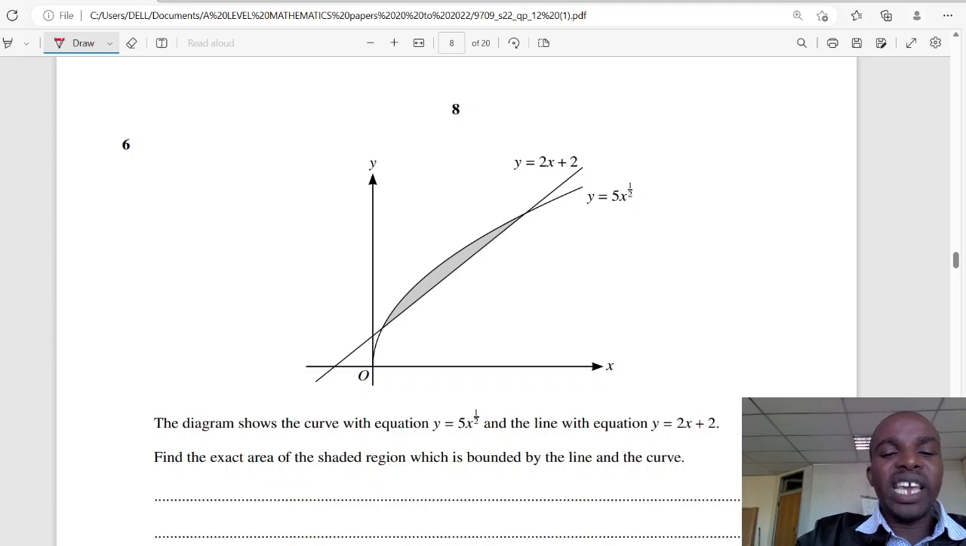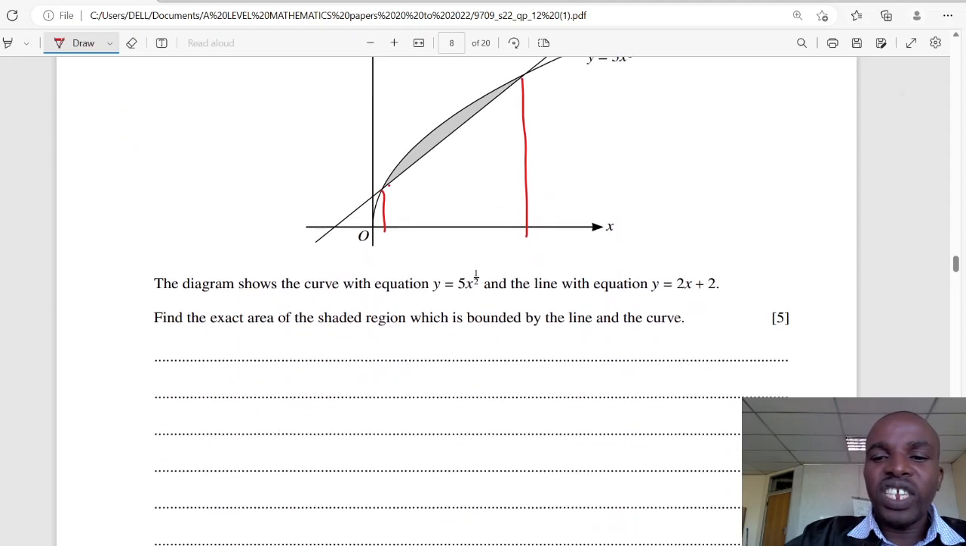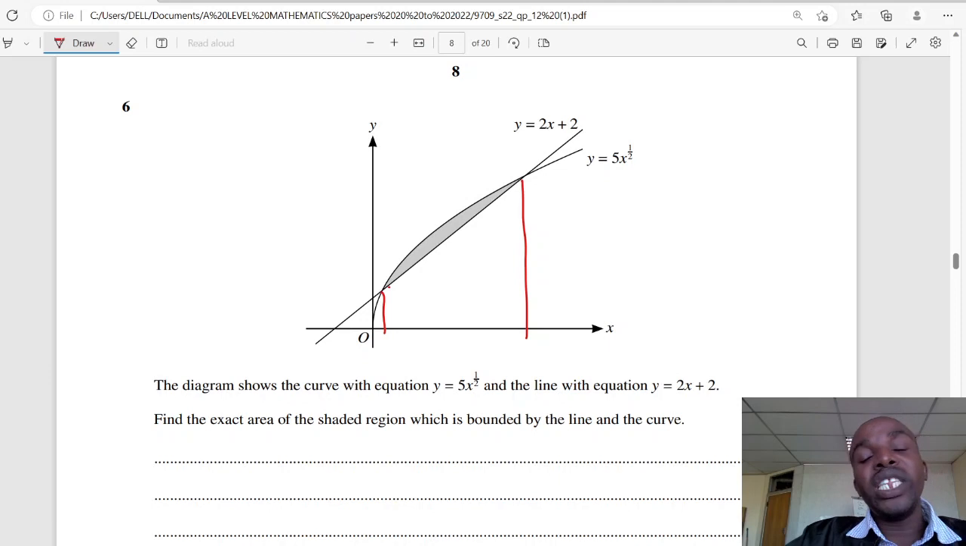The diagram shows the curve with equation y is equal to 5x to the power half, and the line with the equation y is equal to 2x plus 2. Find the exact area of the shaded region which is bounded by the line and the curve. Right, you want to find the area. Where is our area? You have this point and you have this point. So to find the x coordinates of these points of intersection of the two items, that is part of your working. You equate the two equations and solve them as simultaneous equations.